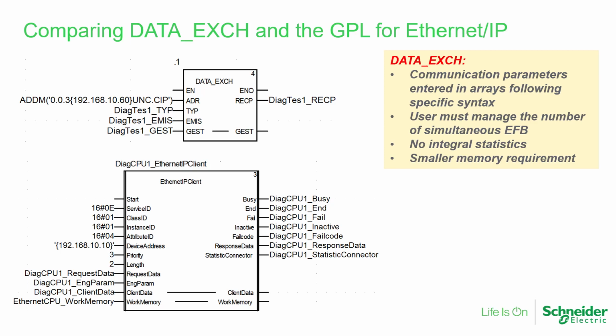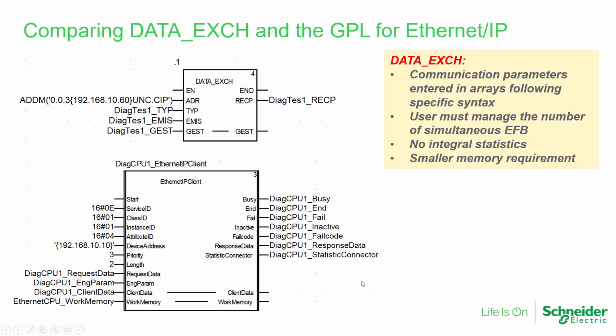Thirdly, the data exchange function block does not include any integrated statistics, such as indicating the number of messages that have been successful or with errors, or the average time spent during the communication. In that case, the PLC programmer could add some logic to calculate these statistics, based on communication reports, error codes, the activity bit, or transaction numbers. One advantage, though, is that there is a much smaller memory requirement when we compare it to the implementation of explicit messaging using the function blocks of the GPL.